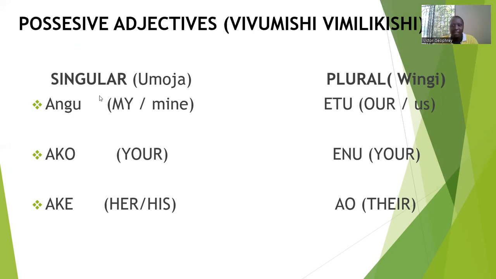Let's put that mtoto in the plural. Remember that is wa. So mtoto will be watoto. Watoto wangu. Watoto wako. Watoto wake. Watoto wetu. Watoto wenu. Watoto wao. You see? Simple like that.